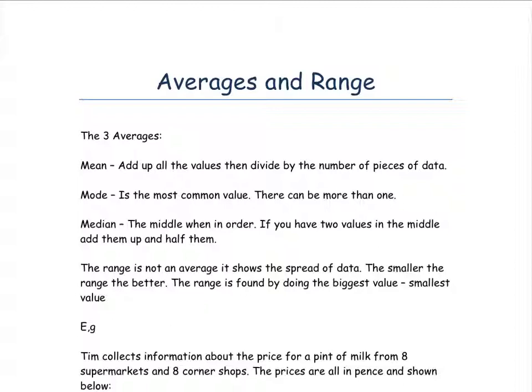So the mean, you add up all the values, then you divide by the number of pieces of data. So what that means is you add up all your information, and then if there's 5 things you've just added up, you divide by 5.